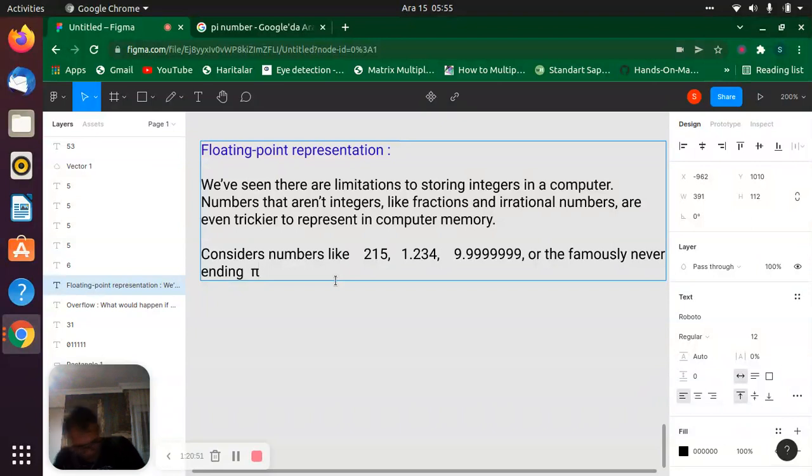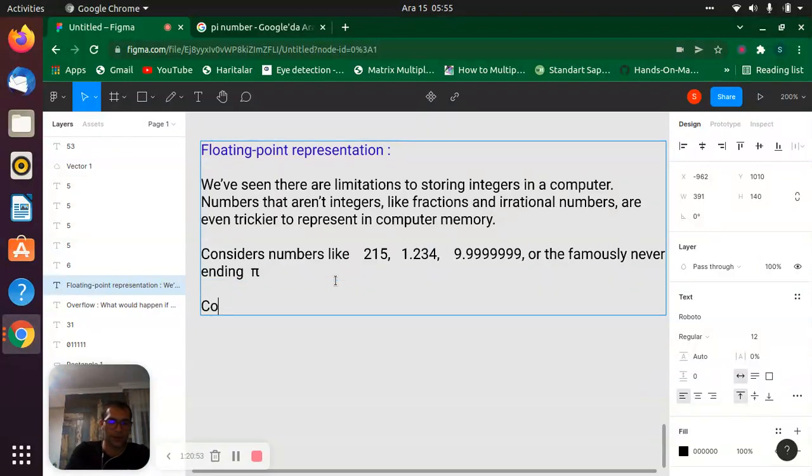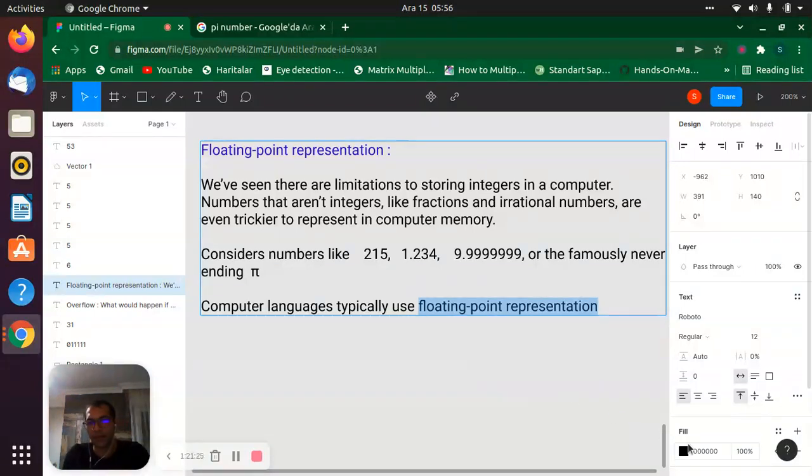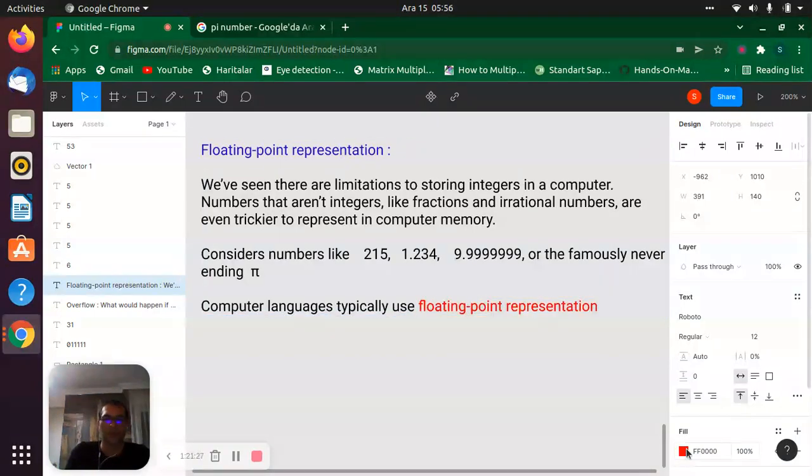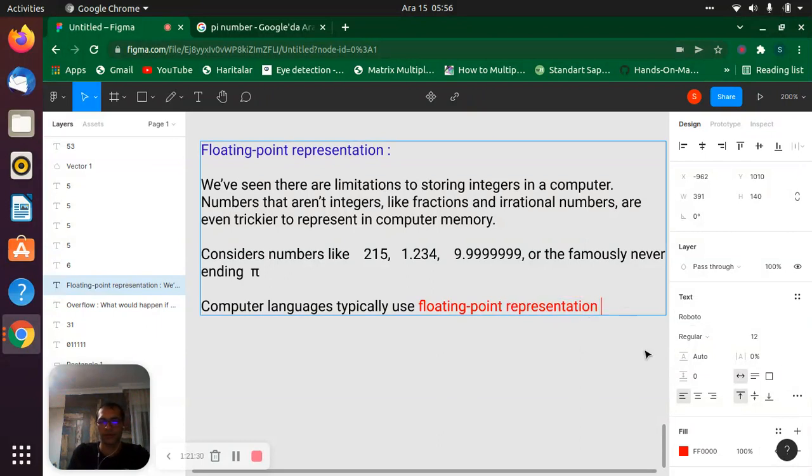Now we will say also, anyway, I will go on: computer languages typically use floating point representation. This is the good information here. Let's take this one in red marker, so in red color. This is good information for understanding.